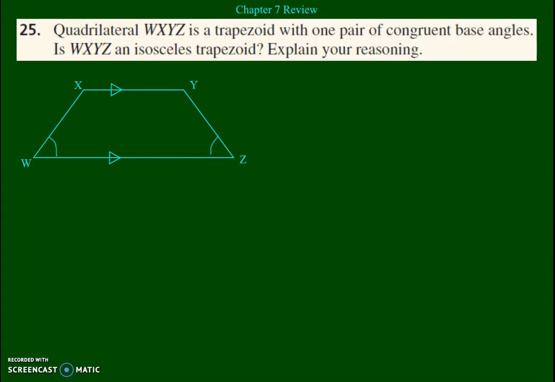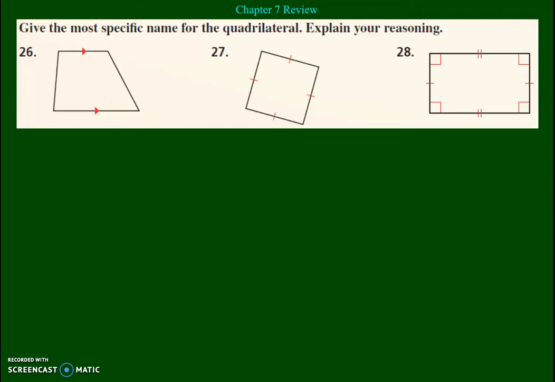And let's move on to problem 26. In problem 26, it says give the most specific name for the quadrilateral and explain your reasoning. So here we have a quadrilateral with one pair of parallel sides. Now that's all they give us, and that's basically the definition of a trapezoid. A trapezoid is a quadrilateral with one pair of parallel sides. They didn't give us any other information, so that's pretty much all we can conclude. So for 26, we know it's a trapezoid.